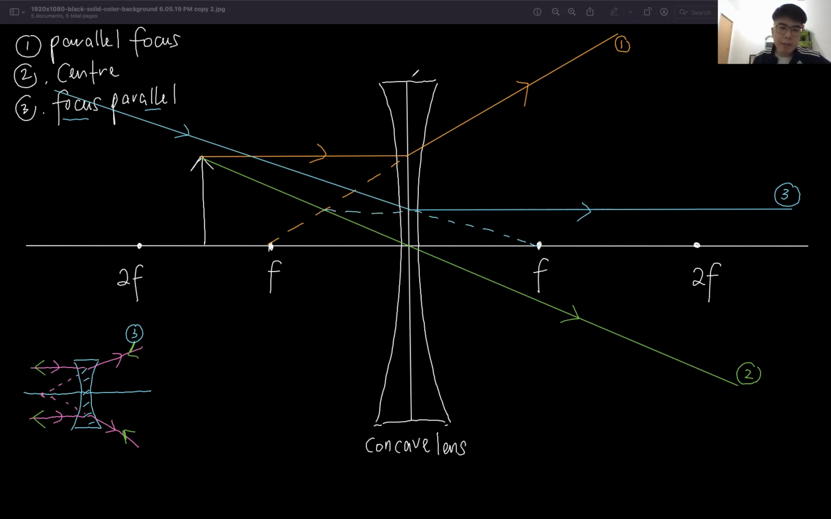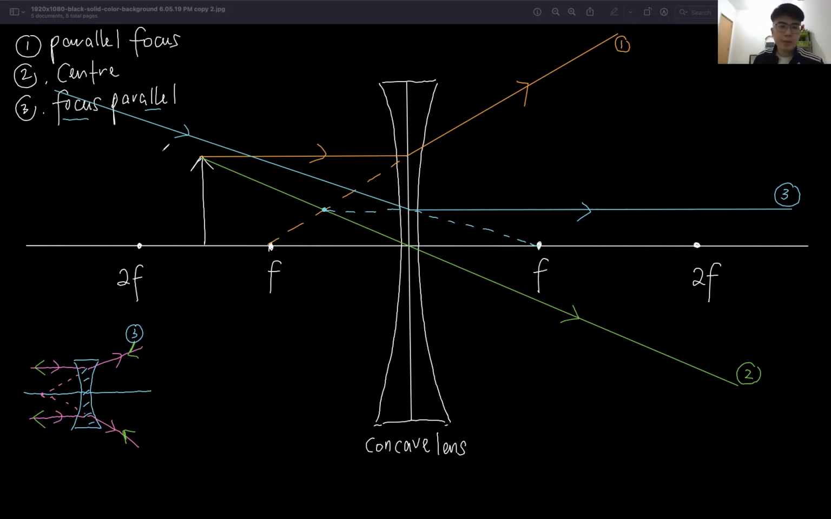What do you see? They meet at the same point. If I extend this one, they meet at this point here. All 3 light rays meet at the same point. That means that is the location of our image.